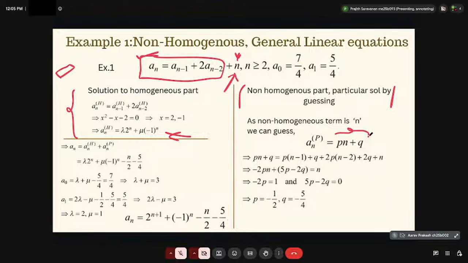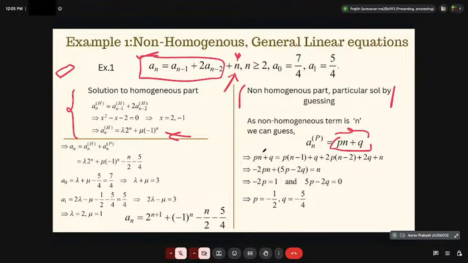The intuition of why we guess this, you can get through this method. n is a polynomial of degree 1, so we can guess the polynomial Pn plus q, which is the most general first degree polynomial that you can get. If we guess this to be a particular solution, we are not solving it by separating homogeneous and non-homogeneous. We are solving it by separating homogeneous first, and then guessing a particular solution. We take this and put it in the whole equation, not just the non-homogeneous part.